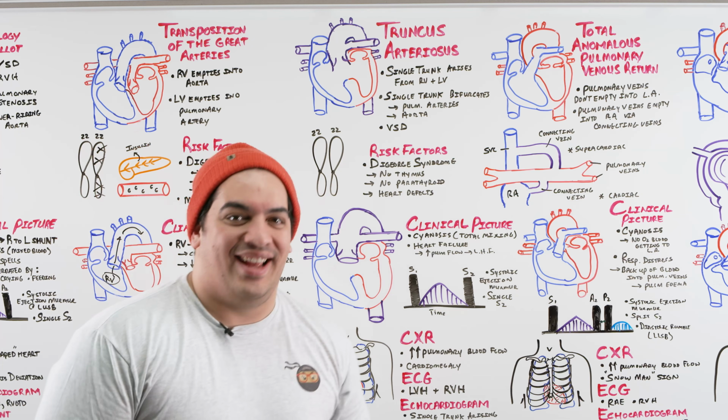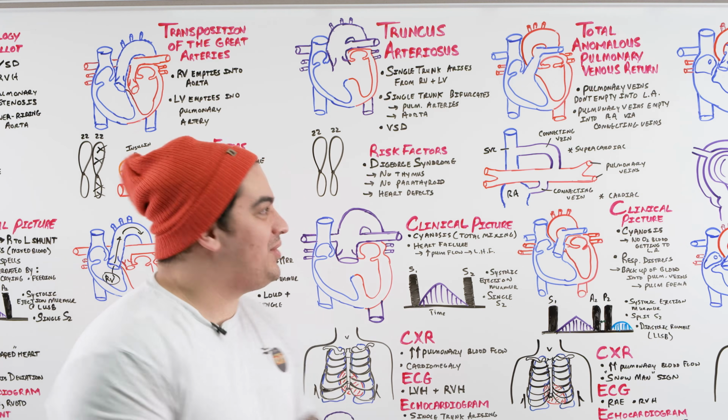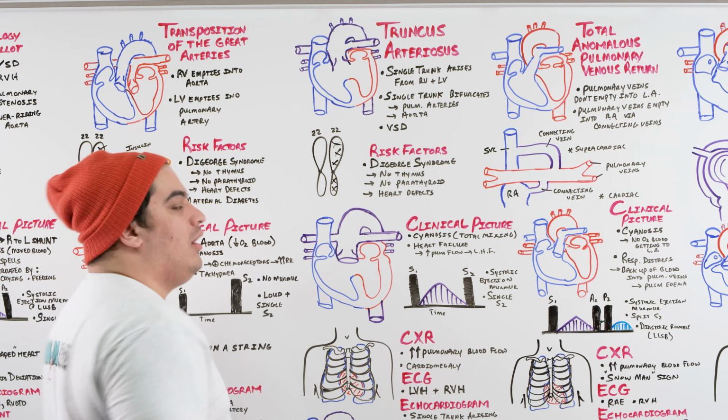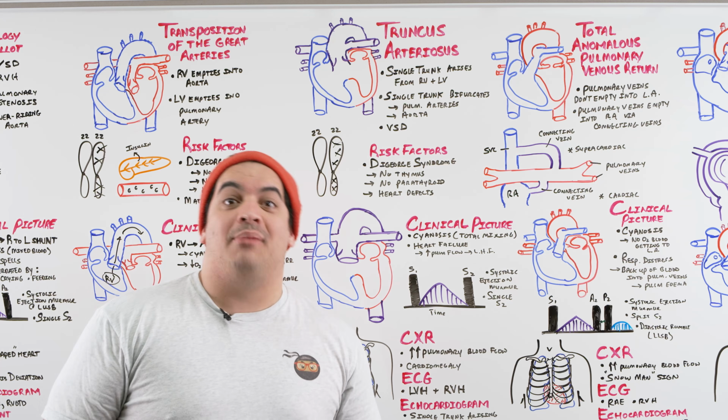Now, what are the risk factors? You guys have seen this already. DiGeorge syndrome. DiGeorge syndrome is a deletion of the 22nd chromosome causing an abnormal or absent thymus, parathyroid, and particular heart defects.